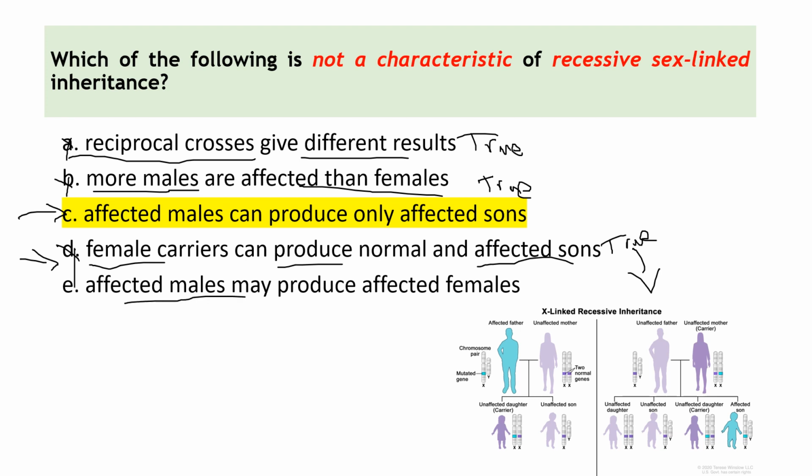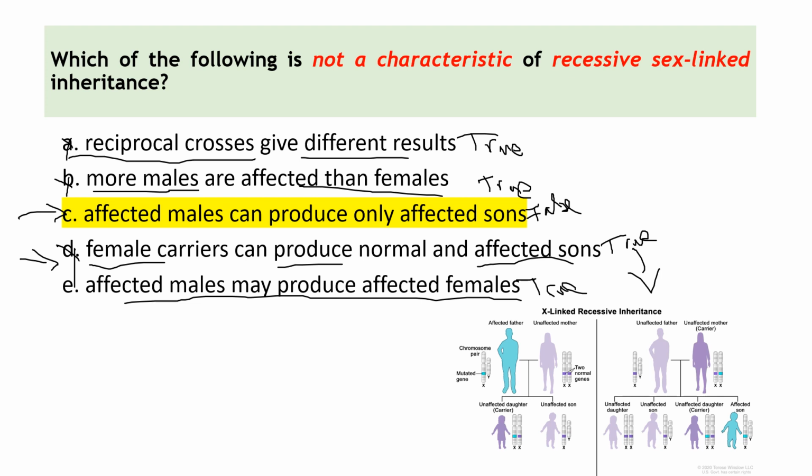Affected males may produce affected females, and this can also be true, if both mother and father are sick. So all of these are true. The only one that is false is this one. So this one is actually the answer: affected males can produce only affected sons.